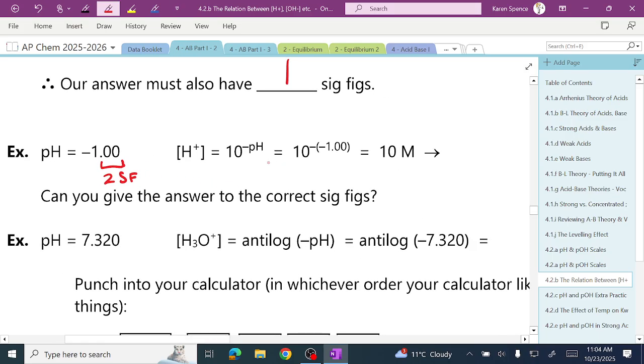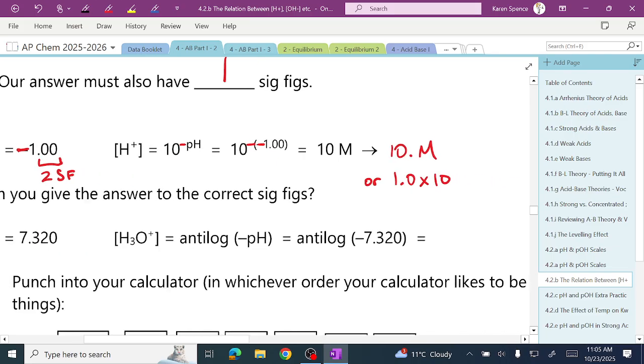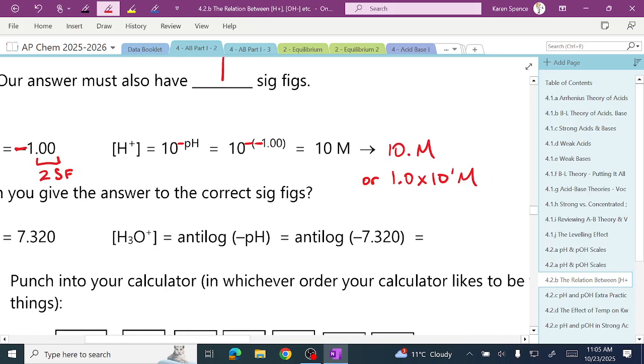Okay, so that's 10 to the negative pH. Oh, and it's a negative 1.00, so it's a negative of negative 1.00 because we're taking 10 to the negative pH. And that's 10. We get the answer 10. How would we have to write that with correct sig figs? You could either write 10 molar, or you could write 1.0 times 10 to the 1 molar.